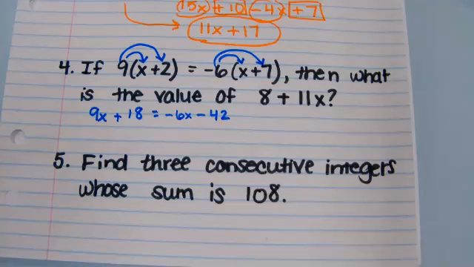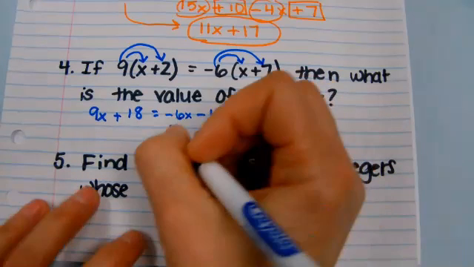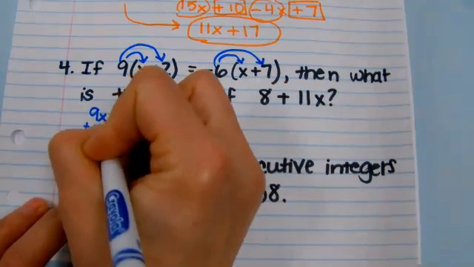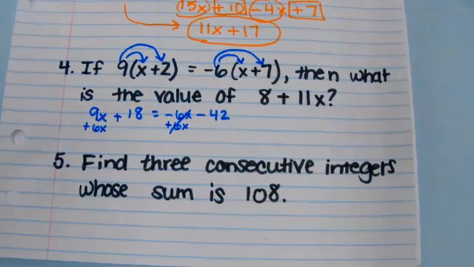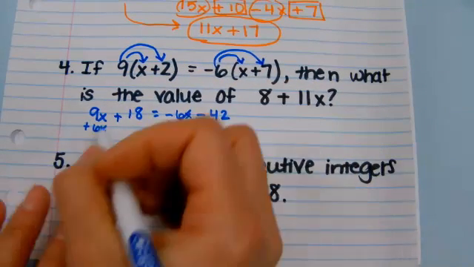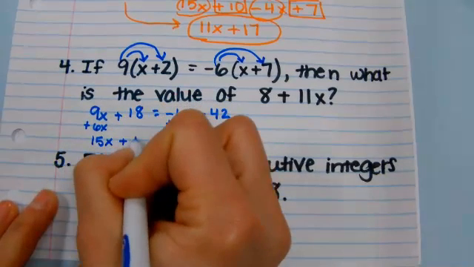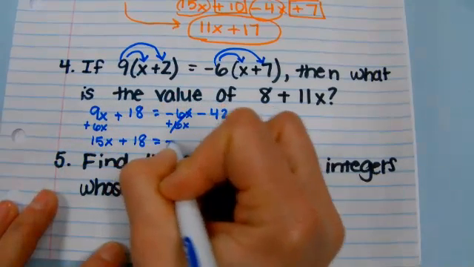Negative 6x. How do I cancel it? Add it. Let's add 6x. All right, and then add it. Make sure you're adding it to the 9x, not the 18, right? Because 18 doesn't have one. So 9x plus 6x is 15x plus 18 equal negative 42.